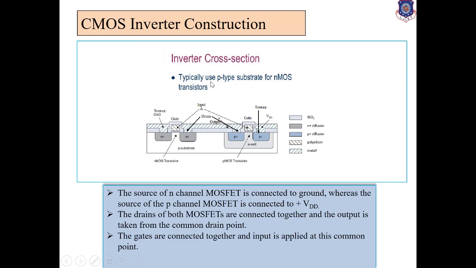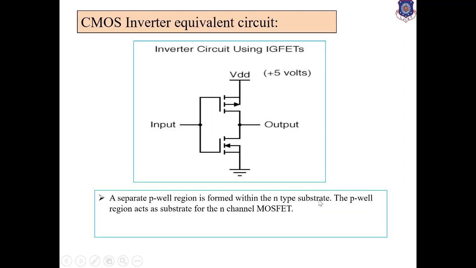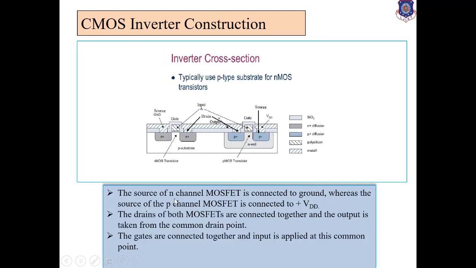Inverter cross-section typically uses a P-type substrate for the NMOS transistor. That means for the inverter cross-section, we are using a P-type substrate for the NMOS transistor. This is the N plus heavily doped region and we are using the P substrate, right? So this is the NMOS transistor. Again I will discuss in detail. The source of the N-channel MOSFET is connected to the ground. According to this circuit, you can understand that the source of the N-channel MOSFET is connected to the ground.